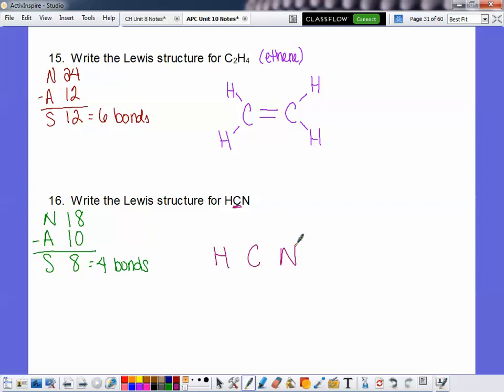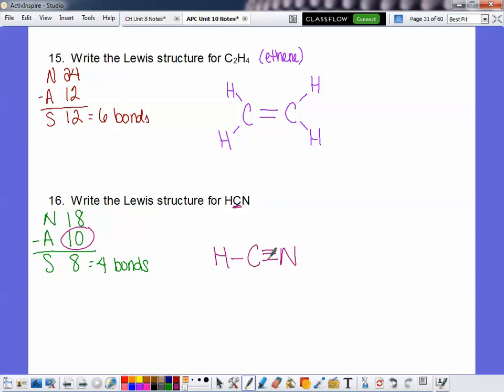We have 4 bonds. How many bonds can hydrogen make? Oh, only 1. So I'm going to make my single bond between my hydrogen and my carbon. And then I need 3 more. The only other place for them to go are between the carbon and the nitrogen. Now, have I used all available electrons? We have 10 electrons we need to use. We've used 2, 4, 6, 8. Where are the remaining 2 going to go?